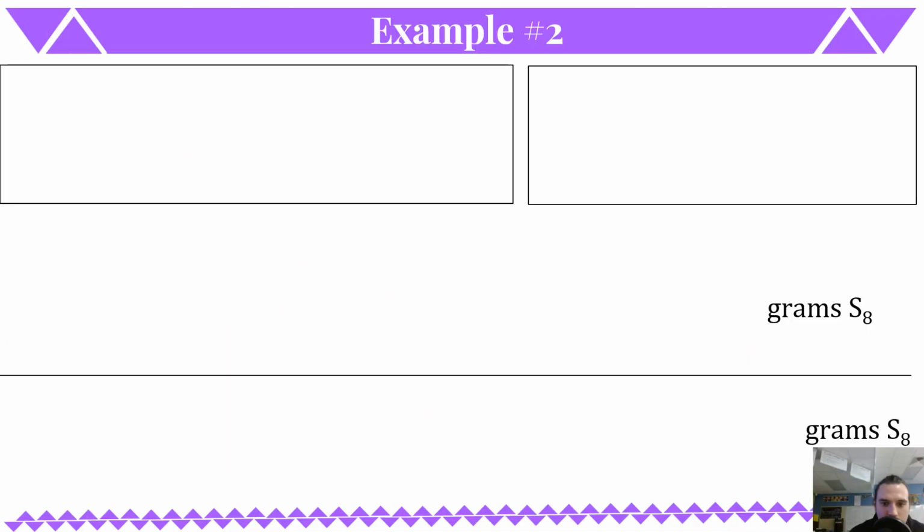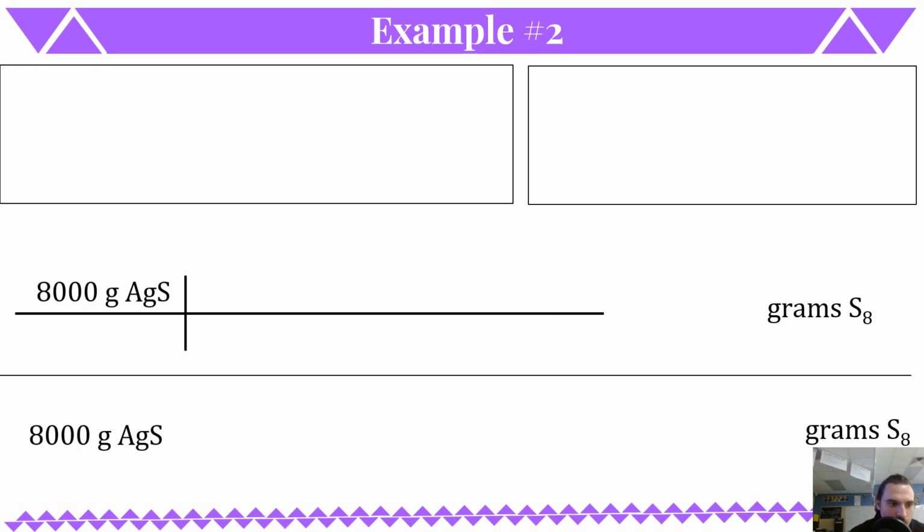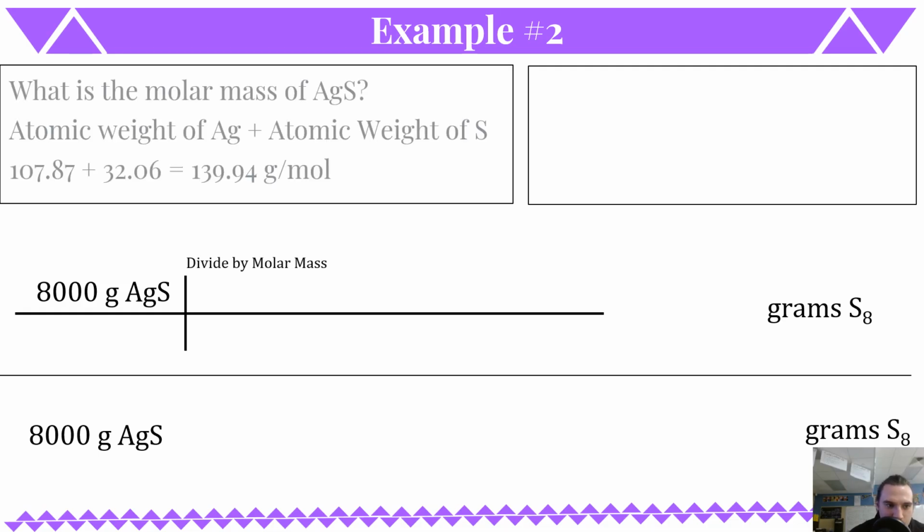Same thing as before. Let's set it up and double check what we got. We start off with grams of silver sulfide again, exact same start. This time though, we're looking for grams of sulfur, which is S8. It comes in eighths, which is kind of odd. First step, divide by the molar mass. The molar mass of silver sulfide is exactly the same: the atomic weight of silver plus the atomic weight of sulfur. 107.87 plus 32.06 gives us 139.94 grams per mole.